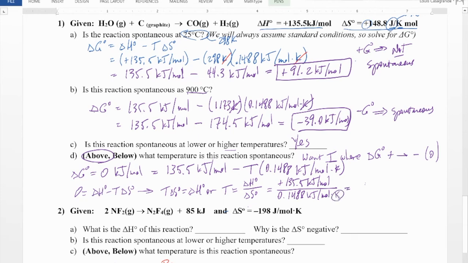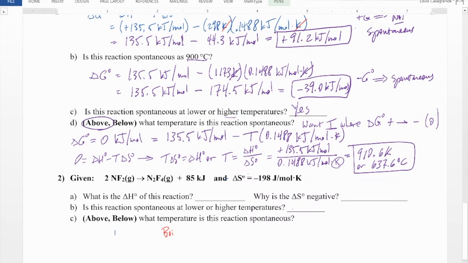And that now gives us 910.6 Kelvin, or 637.6 degrees Celsius. Okay, so we need to get up above that temperature. And the reason we need to get up above that temperature is because of the positive delta S favoring us.